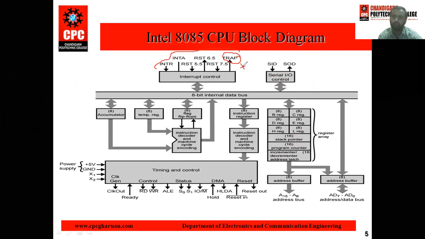An example of TRAP is power failure. The second highest priority interrupt is RST 7.5, after that 6.5, then 5.5, and last is INTR. INTA is the interrupt acknowledgement, INTA bar. This is an active low pin. When this pin is 0, the interrupt is handled by the microprocessor. When the value of INTA bar is 1, the microprocessor does not handle the interrupt.